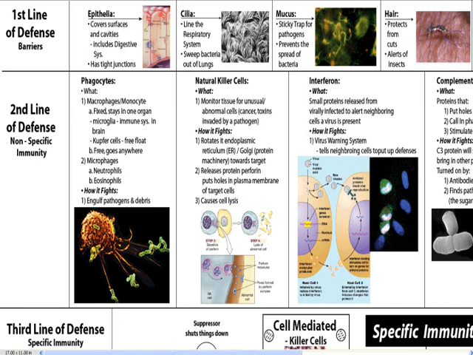Hair protects us from cuts, so if you can prevent an opening from opening in the first place, that's going to be a huge advantage to keeping pathogens out. Also, hair will alert us to insects, so it'll alert us to things like insects carrying West Nile or ticks carrying Lyme's disease.